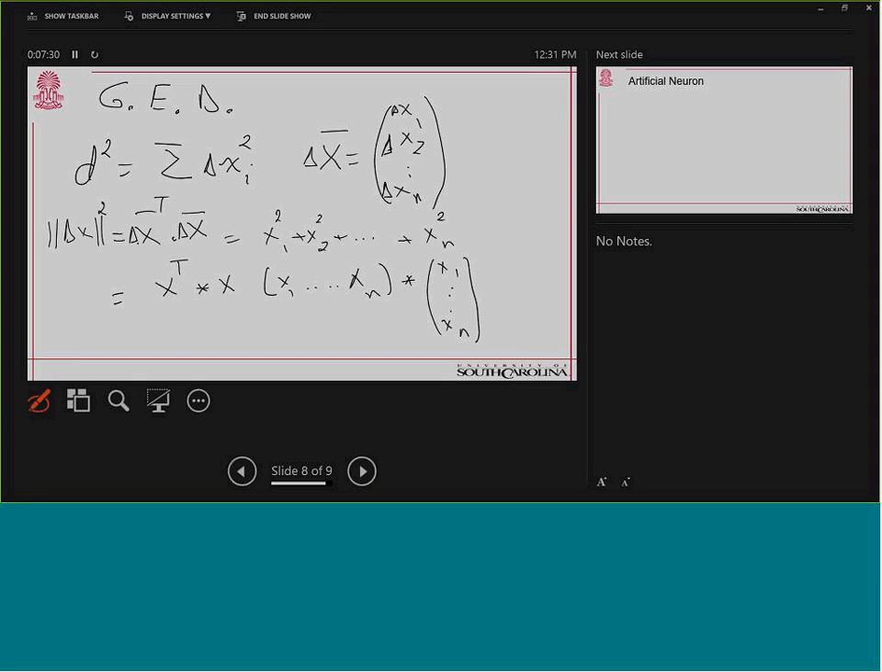The magnitude of a vector in n-dimensional space is the dot product of the vector by itself, or the vector transpose multiplied by itself. And this is the main equation that I want to use in generalizing and moving forward.